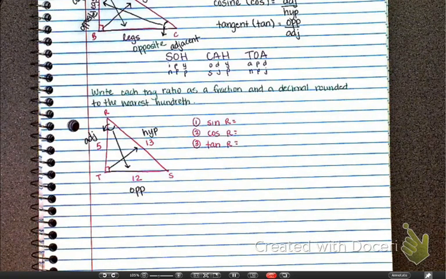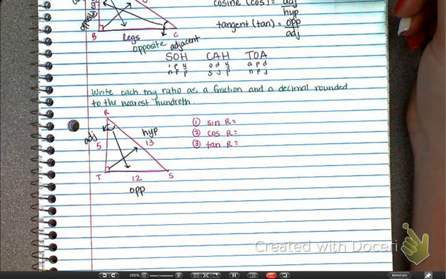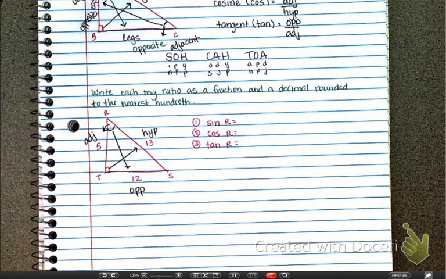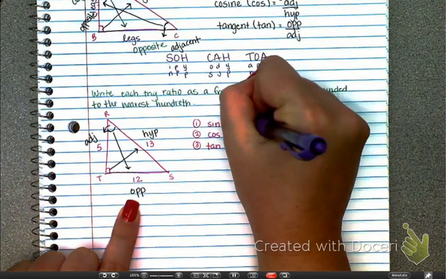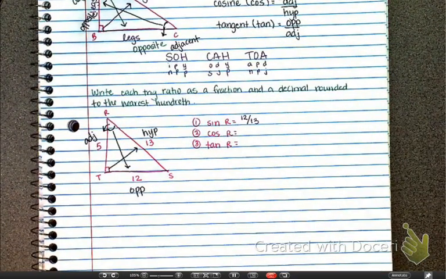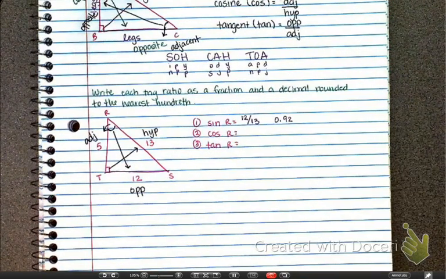Now, I'm finding the sine of R. What is sine? Go back up to your ratios. Sine is opposite over hypotenuse. What is the opposite side? 12. What is the hypotenuse? 13. So that's my ratio. As always, you should reduce it if you can. Can you reduce 12 and 13? No, but you also need it as a decimal rounded to the nearest hundredth. So what do you get when you divide? You get 0.92.